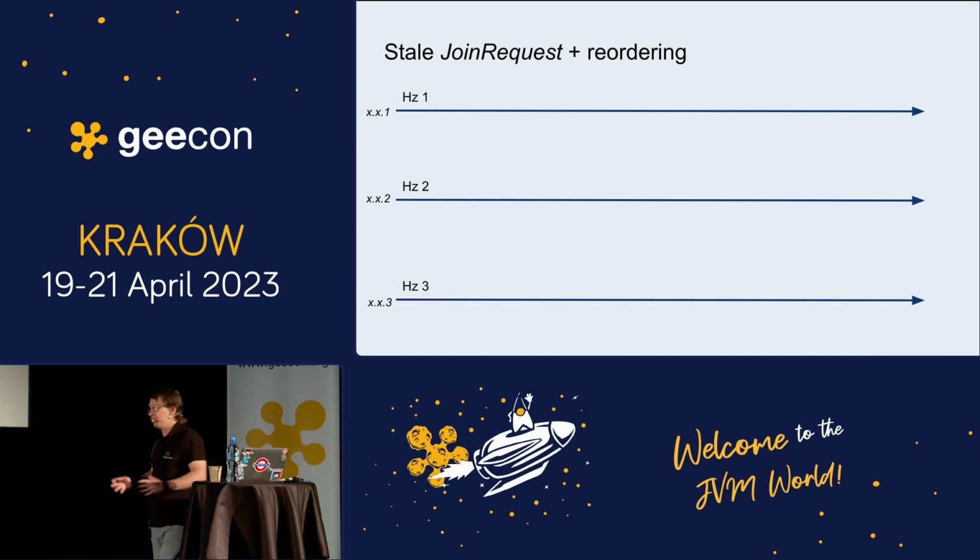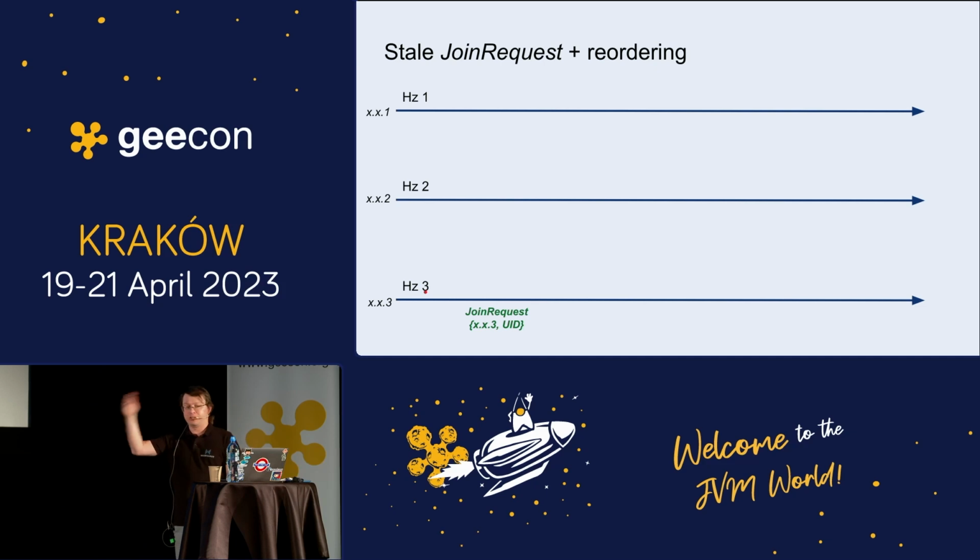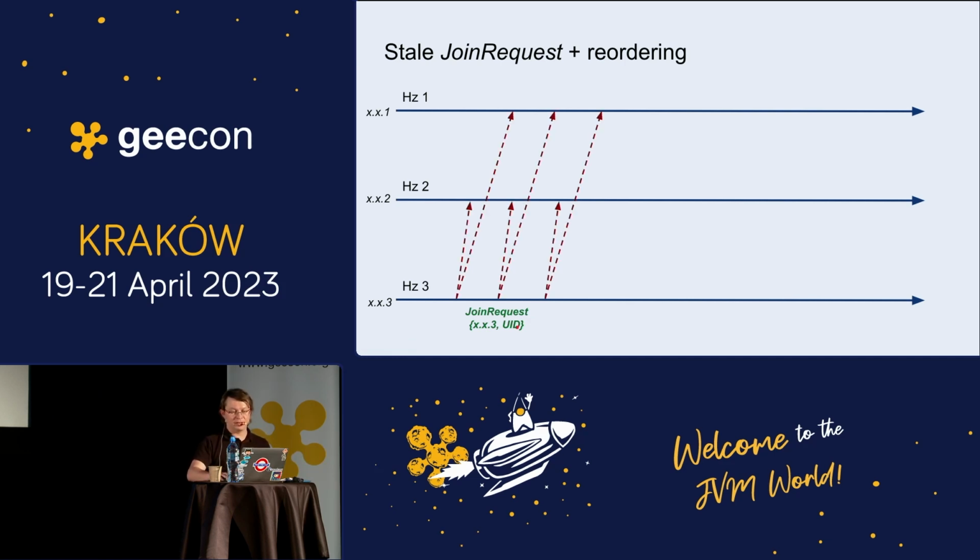Let's describe this on a diagram. In this diagram, we have 2 Hazelcast nodes. These are the IP addresses of those nodes, and Hazelcast node 3 is trying to join the cluster. For this, it starts sending the join request with the IP address and unique identifier. So it sends here, and here.